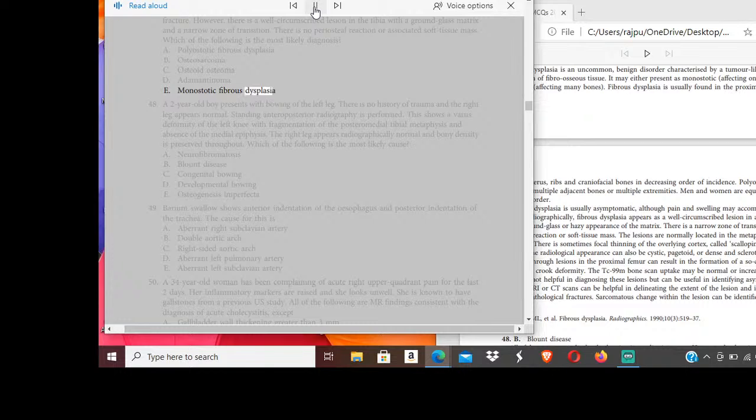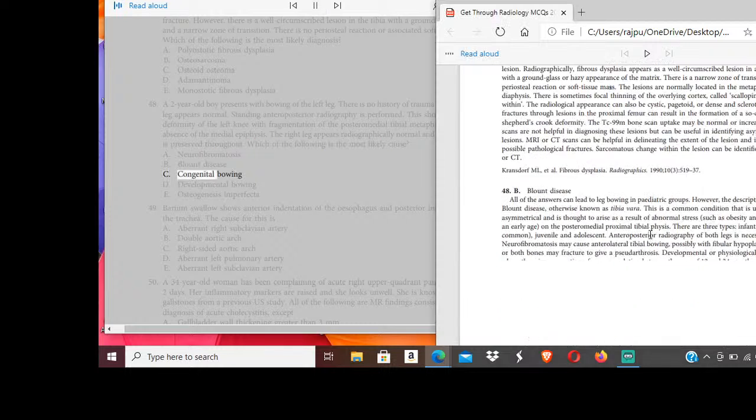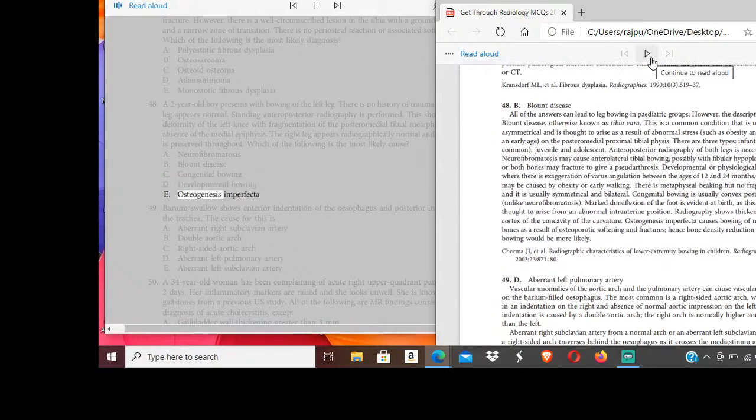48. A 2-year-old boy presents with bowing of the left leg. There is no history of trauma, and the right leg appears normal. Standing anteroposterior radiography is performed. This shows a varus deformity of the left knee with fragmentation of the posteromedial tibial metaphysis and absence of the medial epiphysis. The right leg appears radiographically normal and bony density is preserved throughout. Which of the following is the most likely cause? A. Neurofibromatosis. B. Blount disease. C. Congenital bowing. D. Developmental bowing. E. Osteogenesis imperfecta.